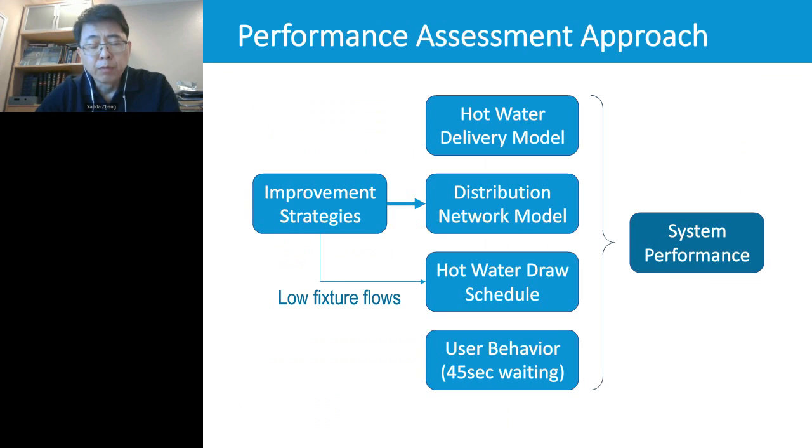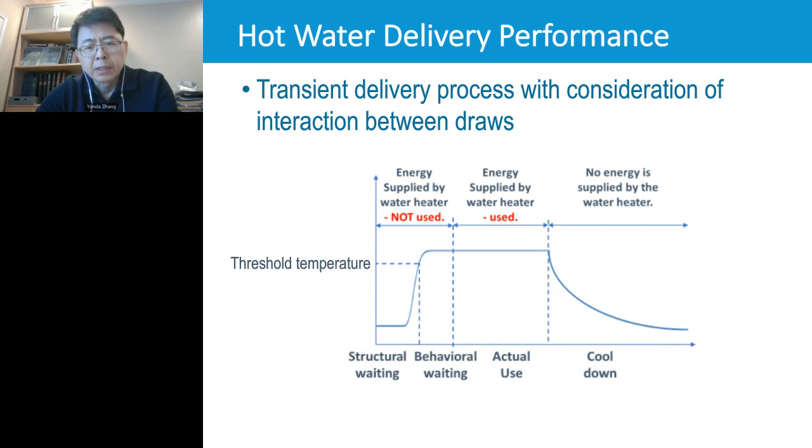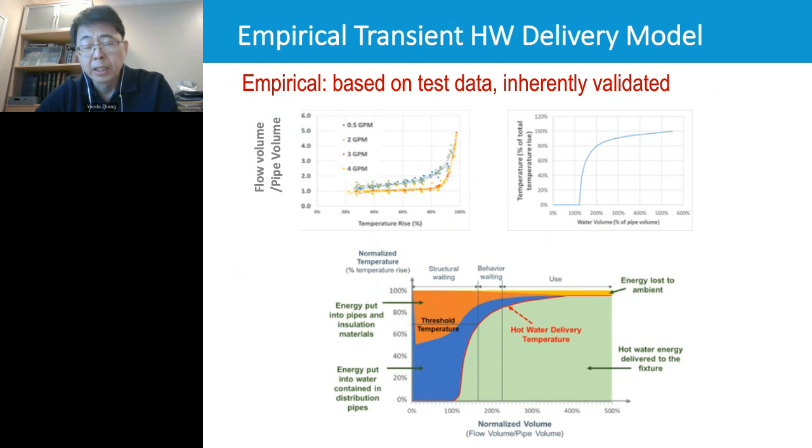Now, for the performance model, we developed a new modeling method that considers the transient delivery process of individual draw events. The model is based on lab testing data. In addition to providing the delivery time, the model also provides the detailed energy implications in terms of how much energy is used to fill the pipe, how much energy is lost to the ambient through heat loss, and how much energy is actually delivered.